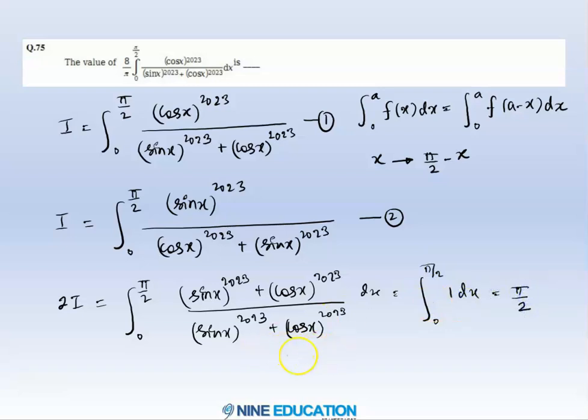So 2I is pi by 2, and the integral answer I is equal to pi by 4, but they asked for 8 by pi times the integration answer. So that is 8 by pi into pi by 4. Pi and pi will get cancelled. 8 by 4 is 2. So 2 is the right answer for this question.